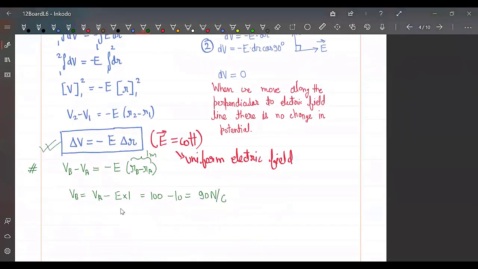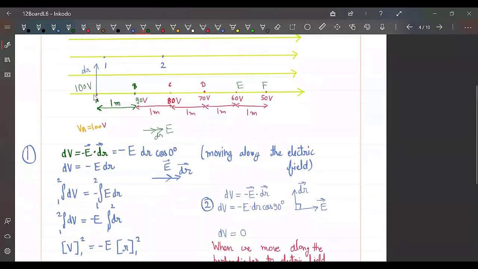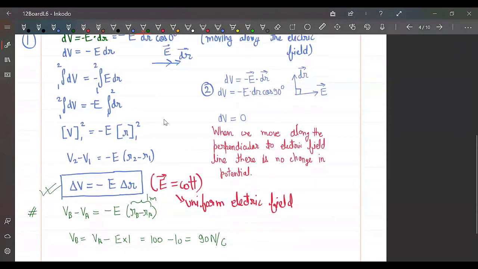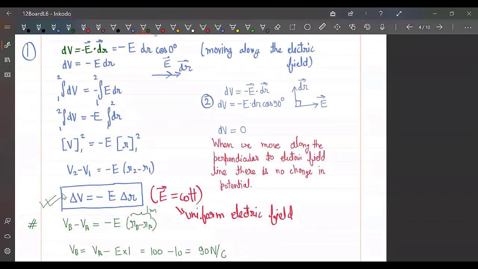In our case, VB minus VA will be equal to minus E (RB minus RA). That will be 1 meter. So VB is equal to VA minus E, so 100 minus 10, that is 90. So if potential at A is 100 volt, then potential at B will be 90 volt. This we have proved numerically. So if you move along the electric field, you can use this relation.